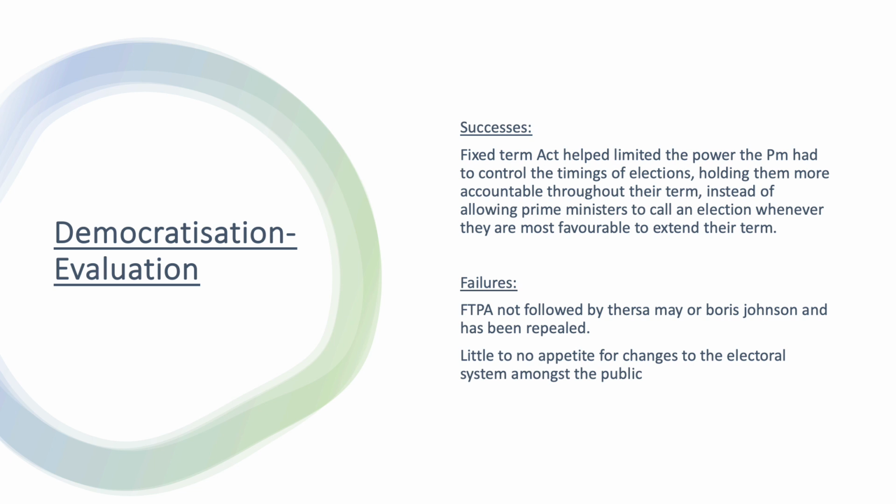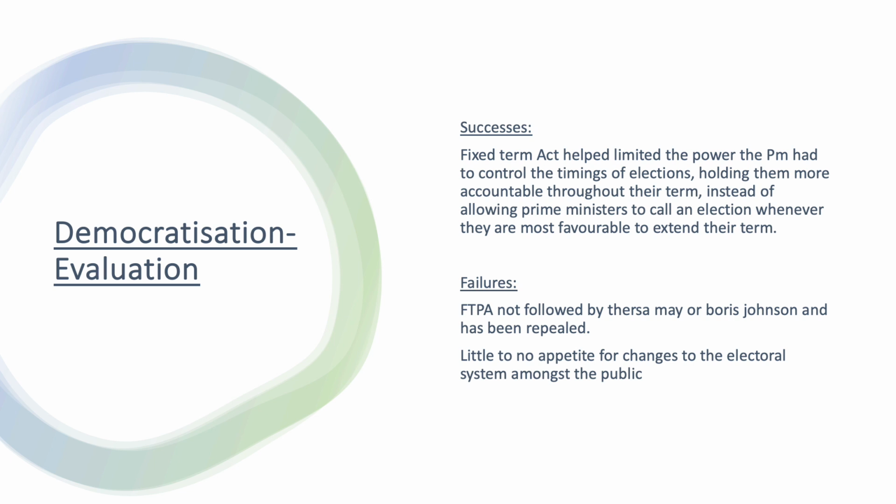So, evaluating democratisation, the successes: the Fixed Term Act helped limit the power that the Prime Minister has over controlling the timings of elections, and it held them more accountable through their term. They can't just use it for the benefit of themselves. Like I said before, if they're really popular 4 years in, they could just hold an election now, so I get another 5 years into it.